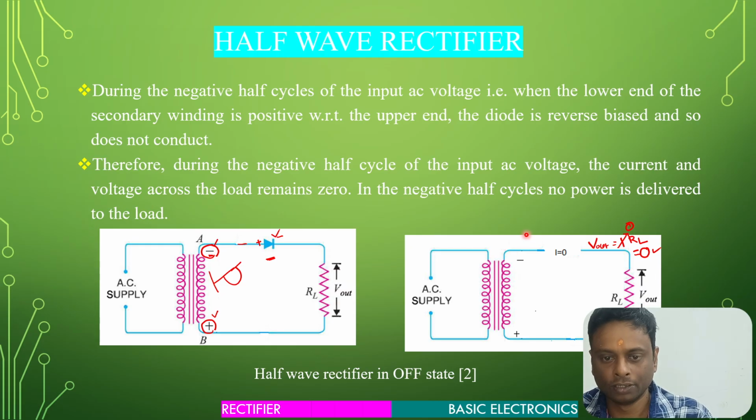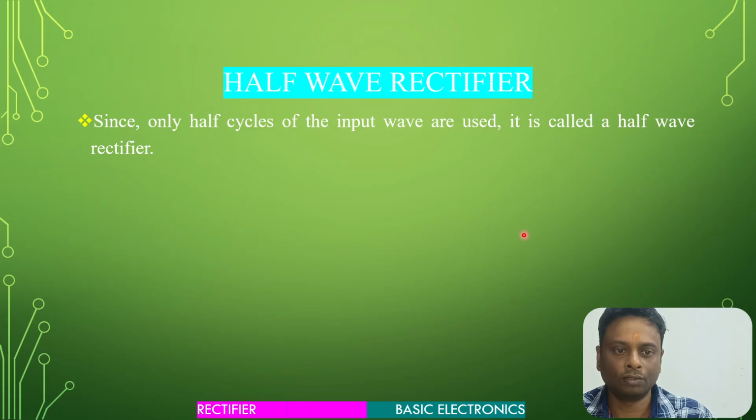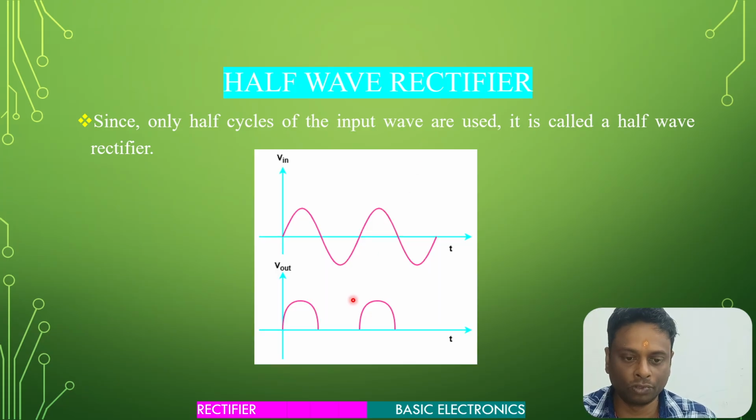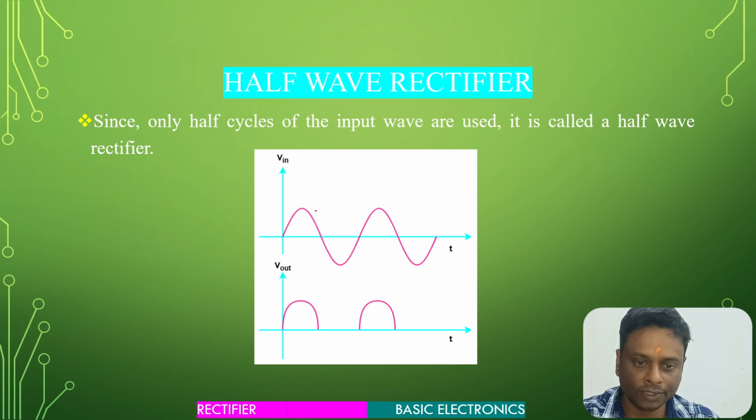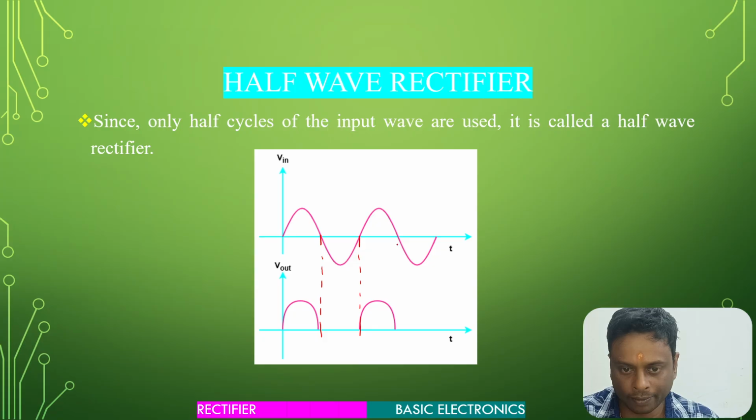So we are getting the voltage in only one half of the input wave. Therefore, it is called the half wave rectifier, because only one half of the input cycle we are getting. You can see the output waveform. In the negative half we are not getting any output. We are getting output only in the positive half of the supply.